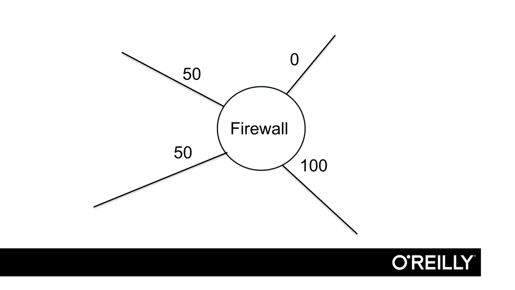Take this topology. We have four interfaces. We have 0, which is probably internet. We have 100, which is our internal network. We have 2 DMZs, and we have set the same security level of 50 on both of these.